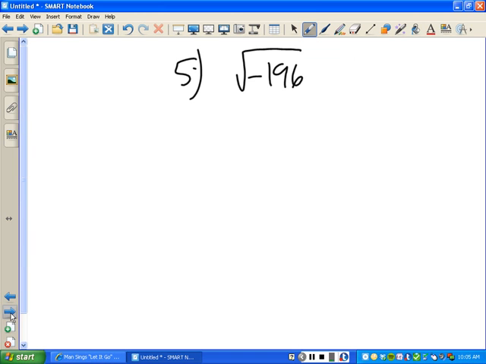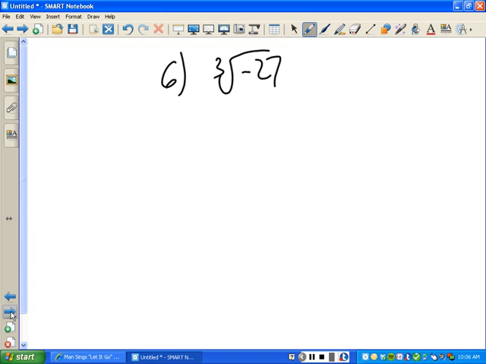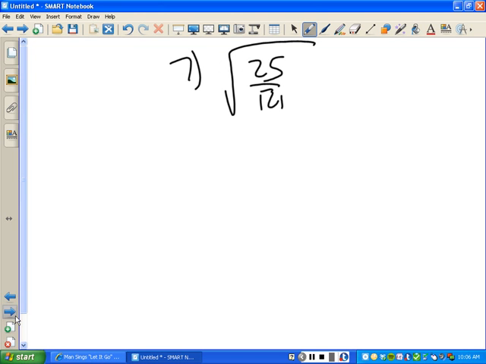The square root of negative 196 is undefined or not a real number. Cube root of negative 27 is negative 3. That was the same concept we just saw. Square root of 25 over 121. That's the square root of 25 over the square root of 121. And this is 5 over 11.